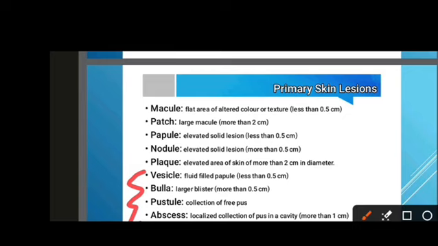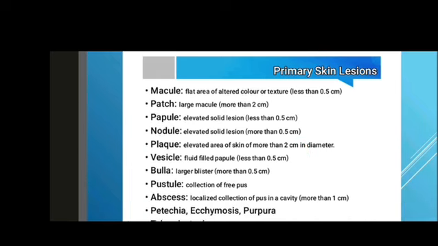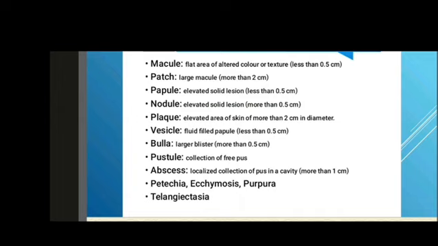When you come to pustule, a pustule is a small elevation of skin containing cloudy or purulent material, or pus, inside the cavity. When we come to abscess, an abscess is a localized collection of pus in a cavity which is more than 1 centimeter in diameter. If there is an accumulation of pus in a cavity more than 1 centimeter, it is said to be an abscess.